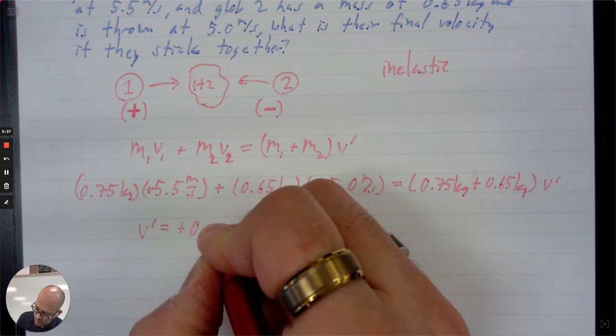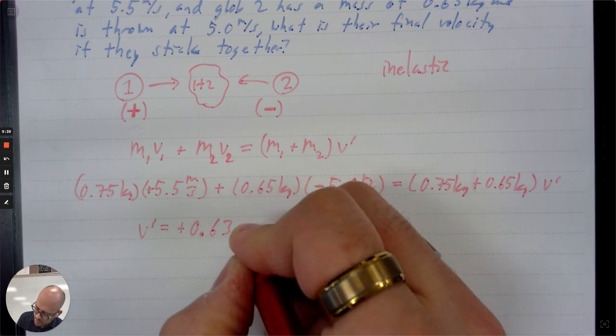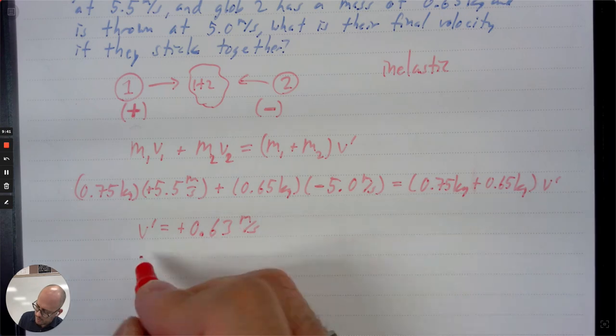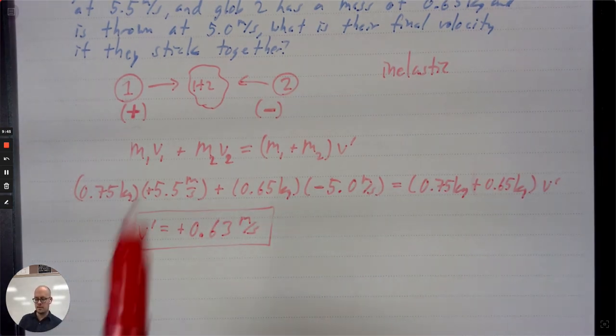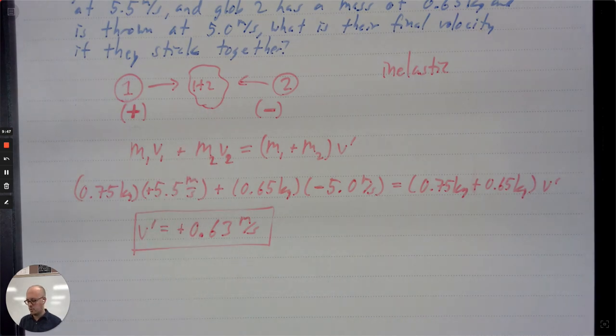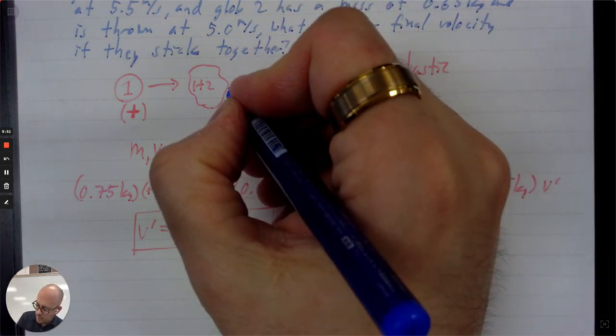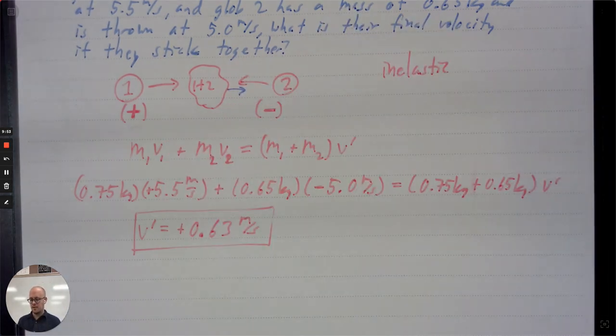Positive 0.625, so I'll round that to 0.63 meters per second. And so this means that the pile of goo, once it sticks together, is now moving to the right, much slower than either one that started, but is now moving to the right a little bit.